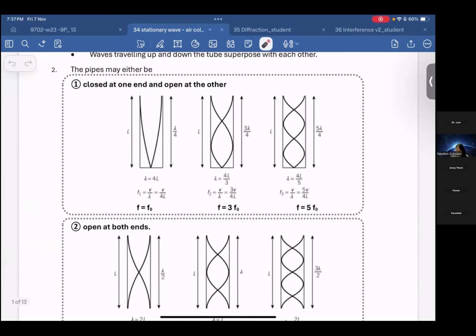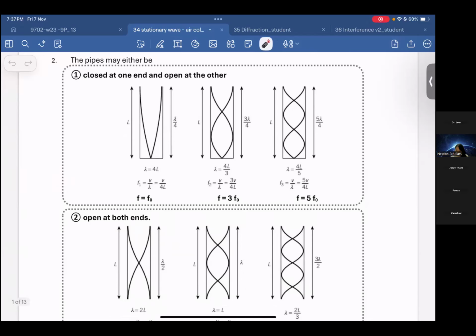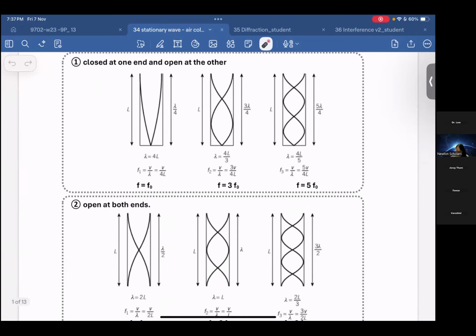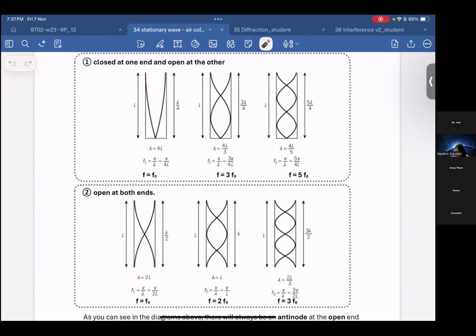Last week we learned about both ends closed. Today we learn about one end closed, one end open. Another case is both ends open. From this diagram, if the end part here is closed, it must be a node. If it is an open area, it must be an antinode. So in this case, both ends are open, so both ends are antinodes. So this one is the summary.